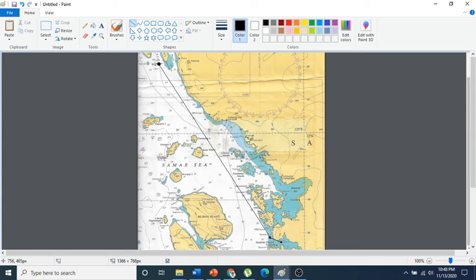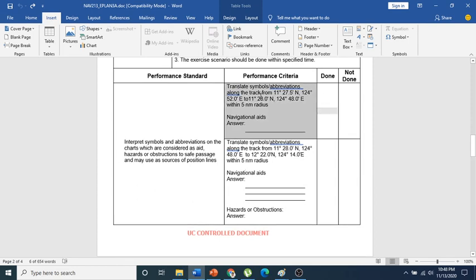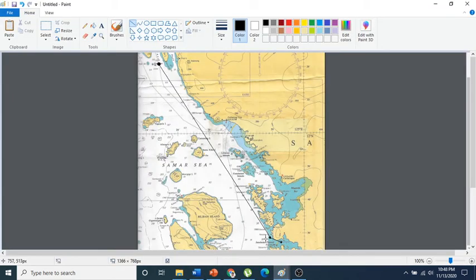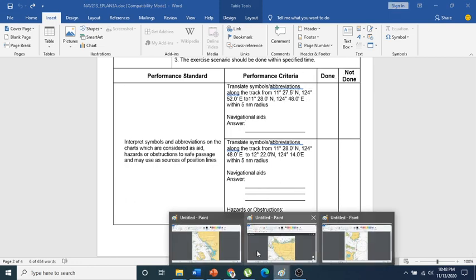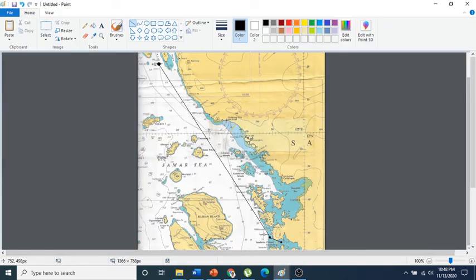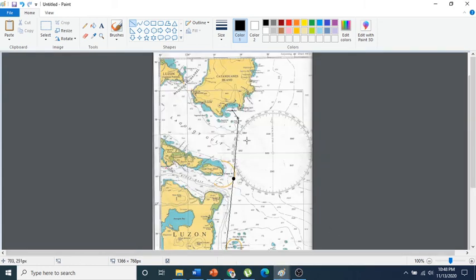So if you already plotted all the coordinates, as you can see, I plotted all the coordinates, namely this is position 1. See this, this is position 1. I plotted here position 2, this one I plotted here, and so forth. You can see that I plotted all the coordinates up to the arrival position.